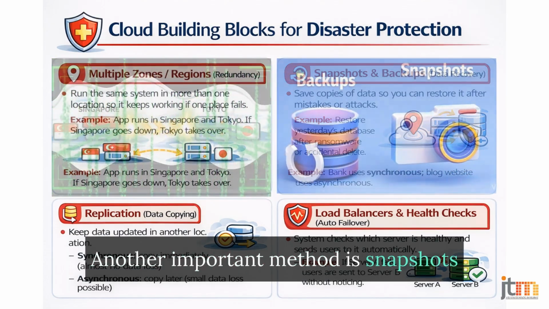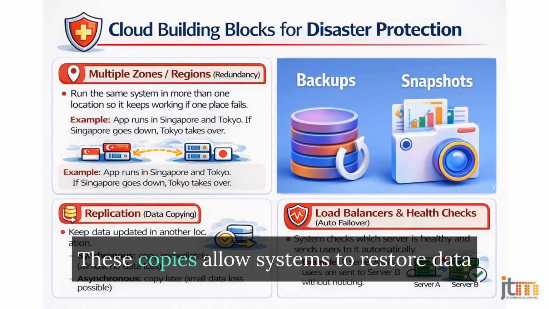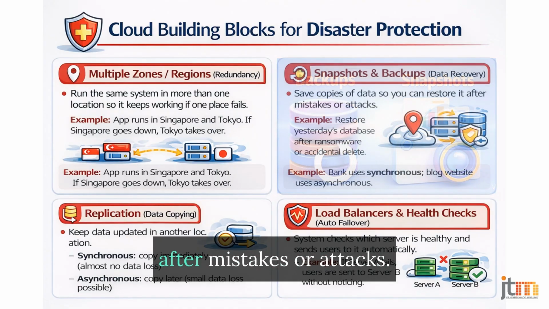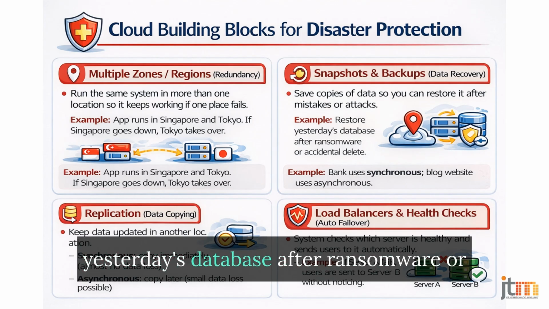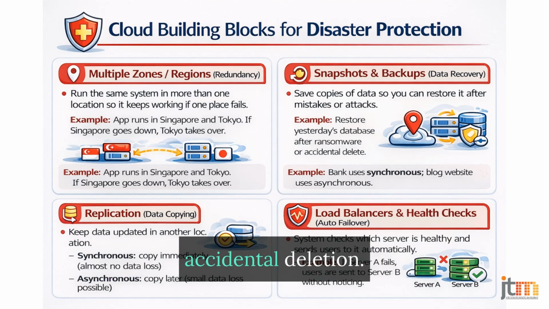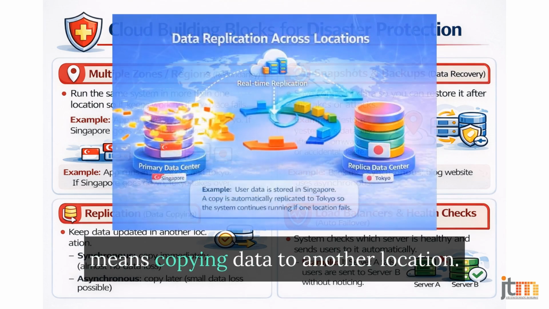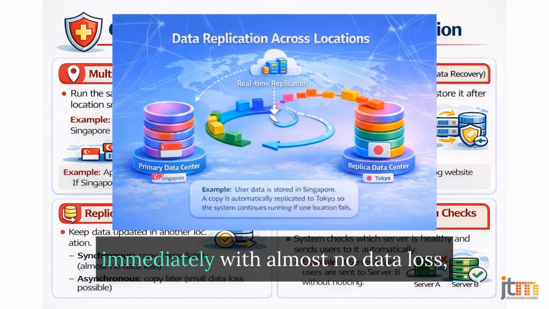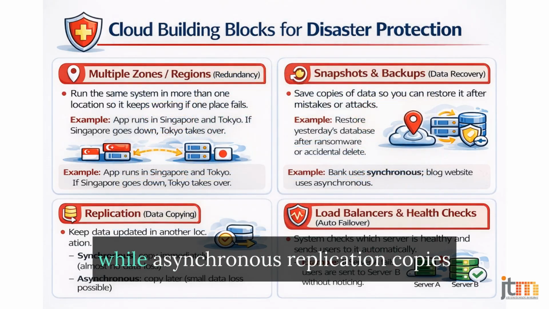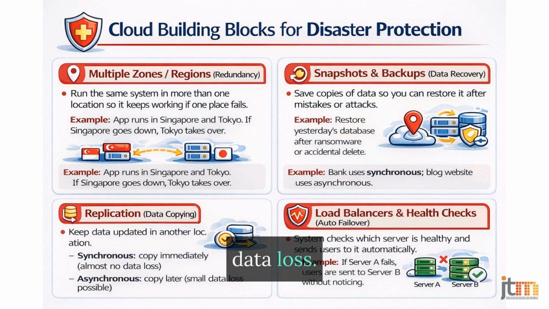Another important method is snapshots and backups, which are copies of data used for data recovery. These copies allow systems to restore data after mistakes or attacks. For example, a company may restore yesterday's database after ransomware or accidental deletion. Cloud systems also use replication, which means copying data to another location. Synchronous replication copies data immediately, with almost no data loss, while asynchronous replication copies data later and may allow a small amount of data loss.